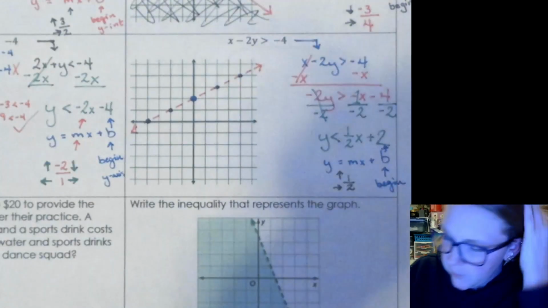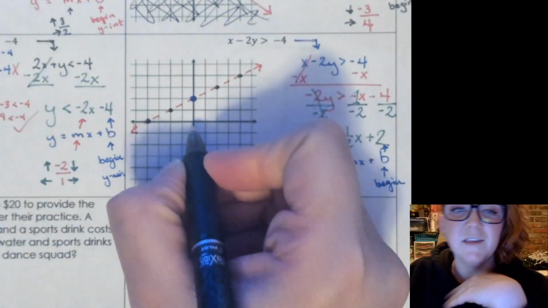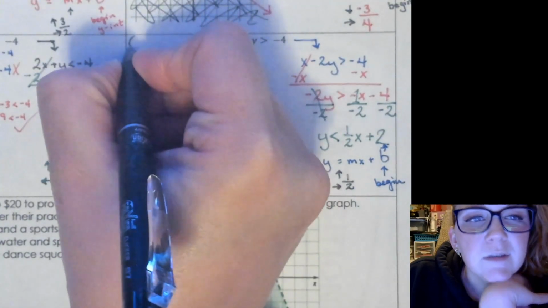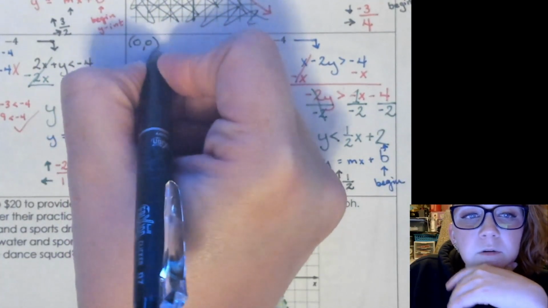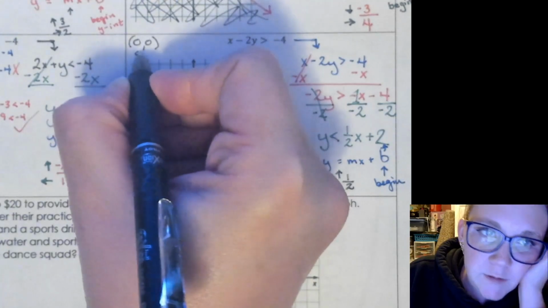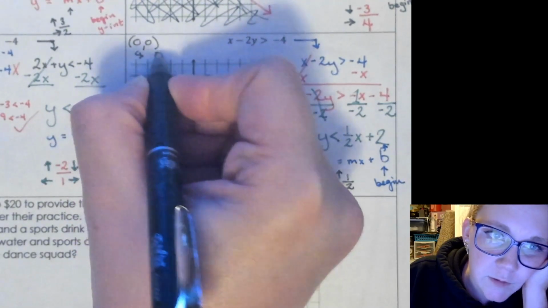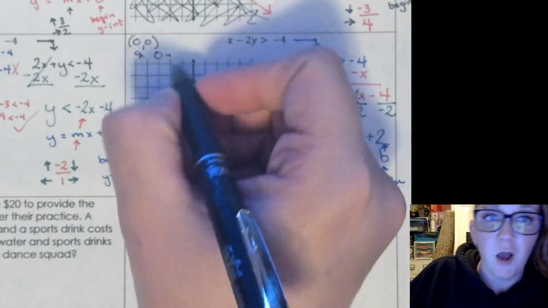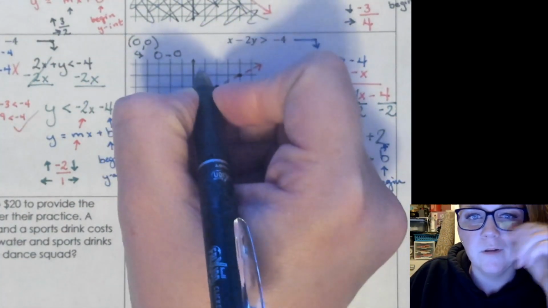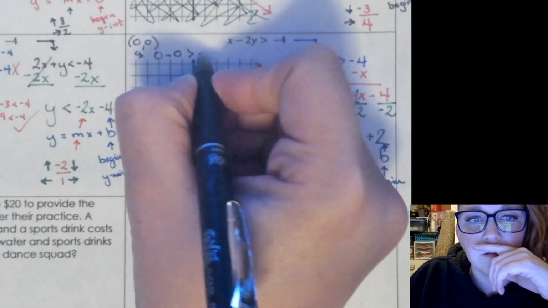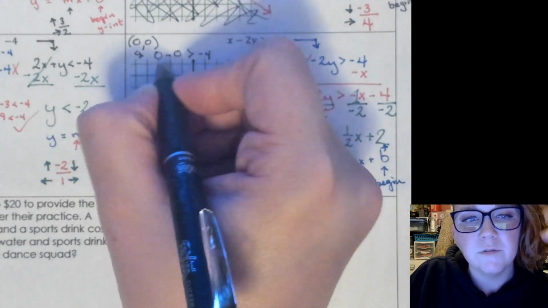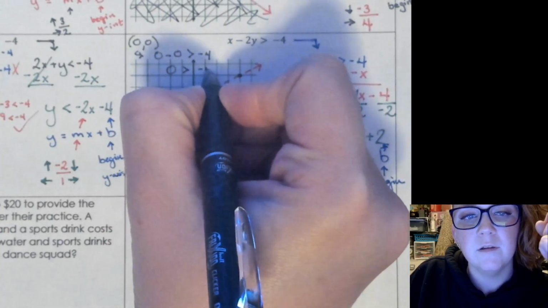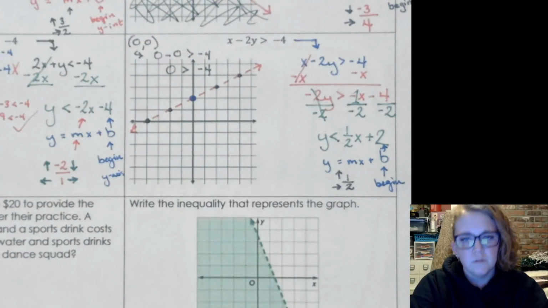So let's see for my shading. Oh, let's see. They didn't use 0, 0. I'm going to use 0, 0 because it's easy. Let's see. 0, 0. That's going to turn into, let's see, 0. Let's see, what's 2 times 0? And ask yourself, 0 minus 0 is still 0. Is 0 greater than negative 4?